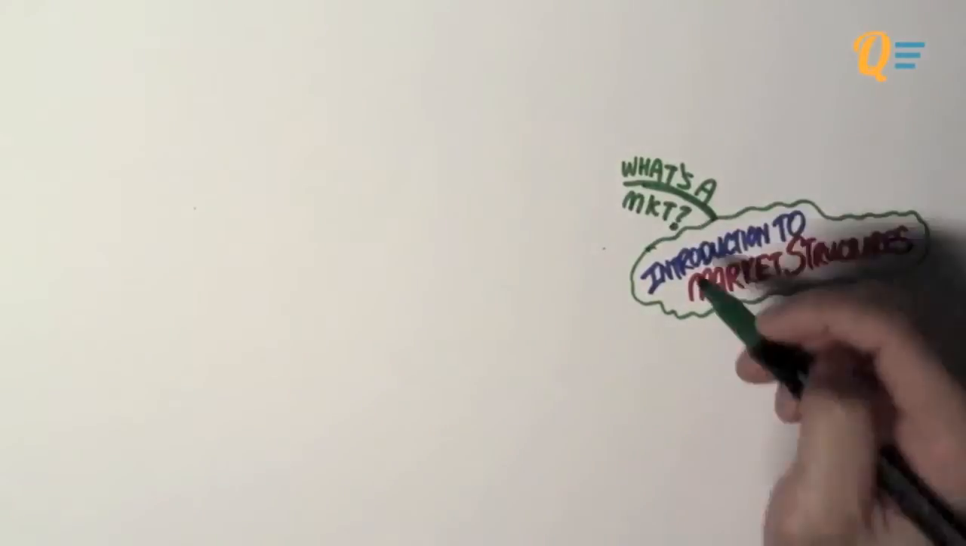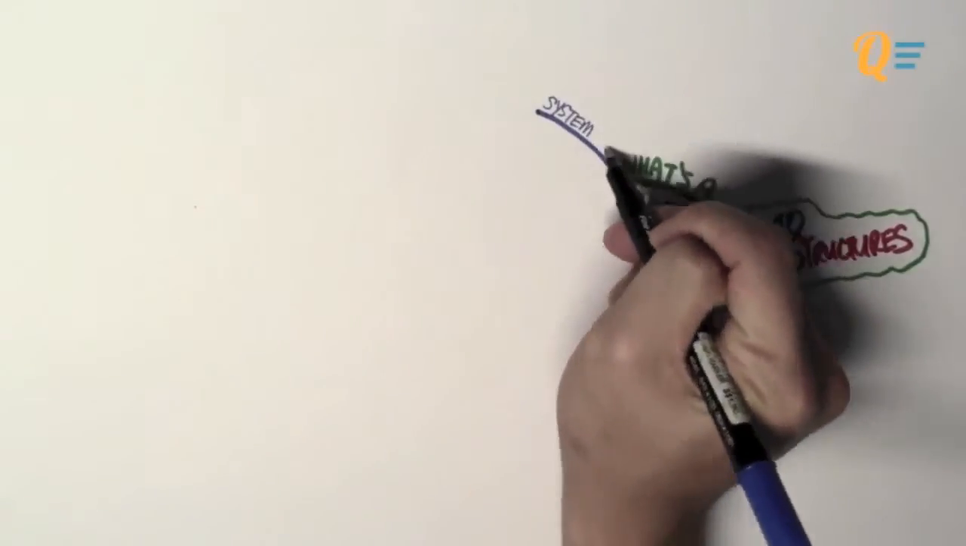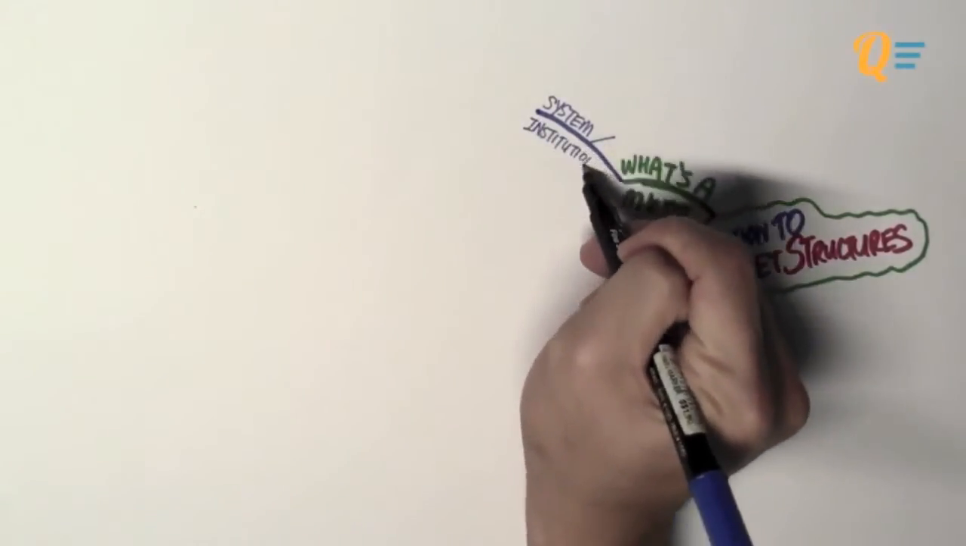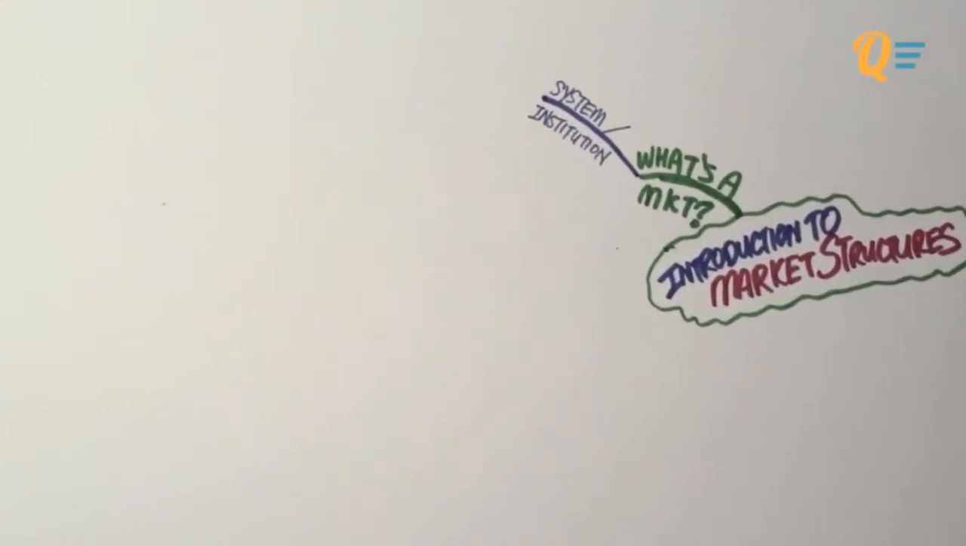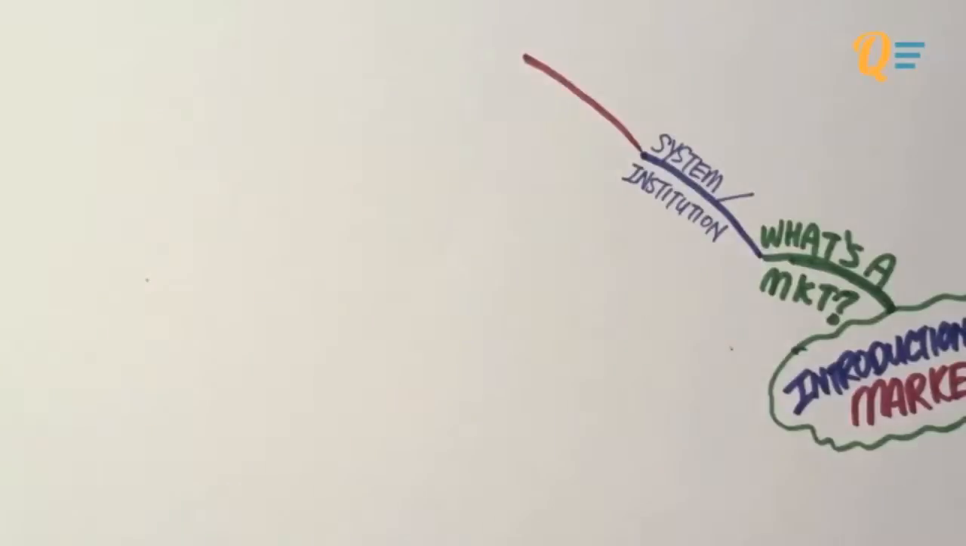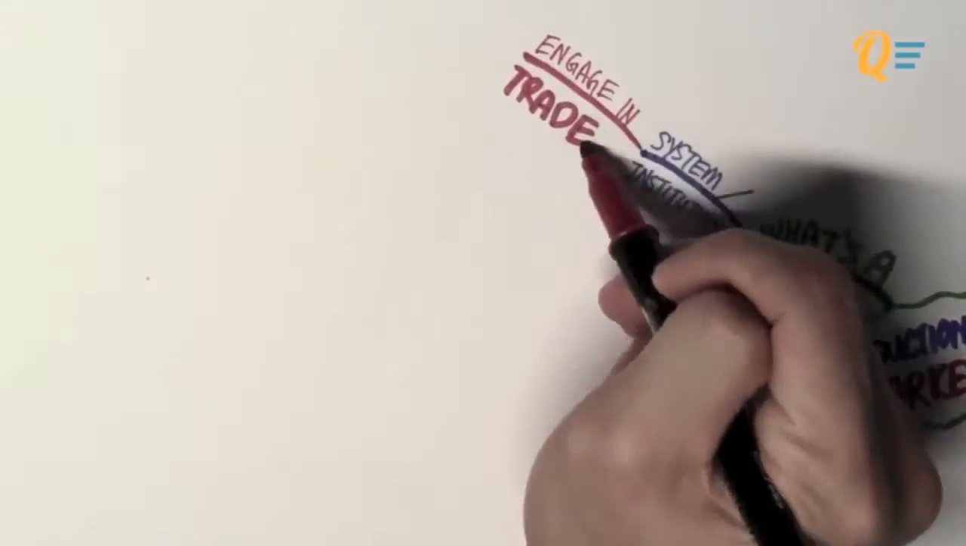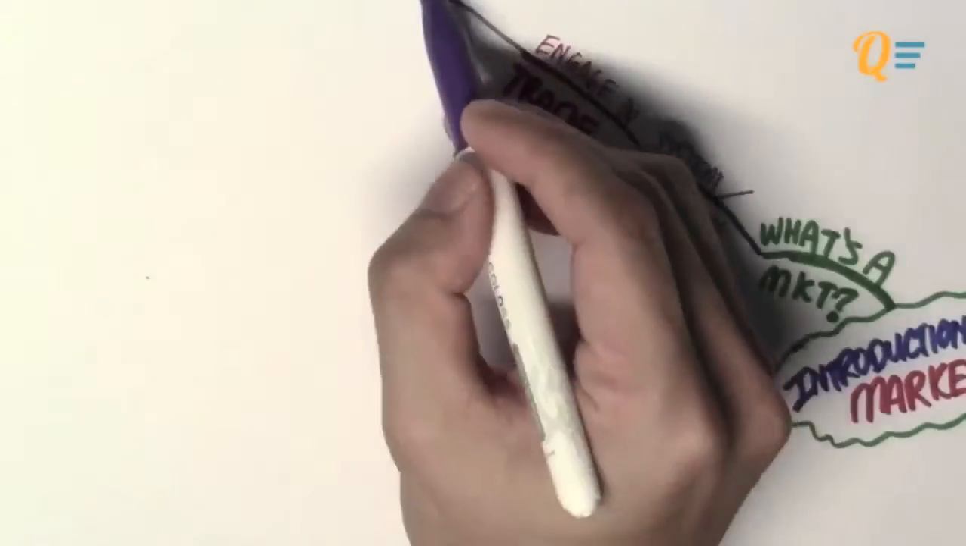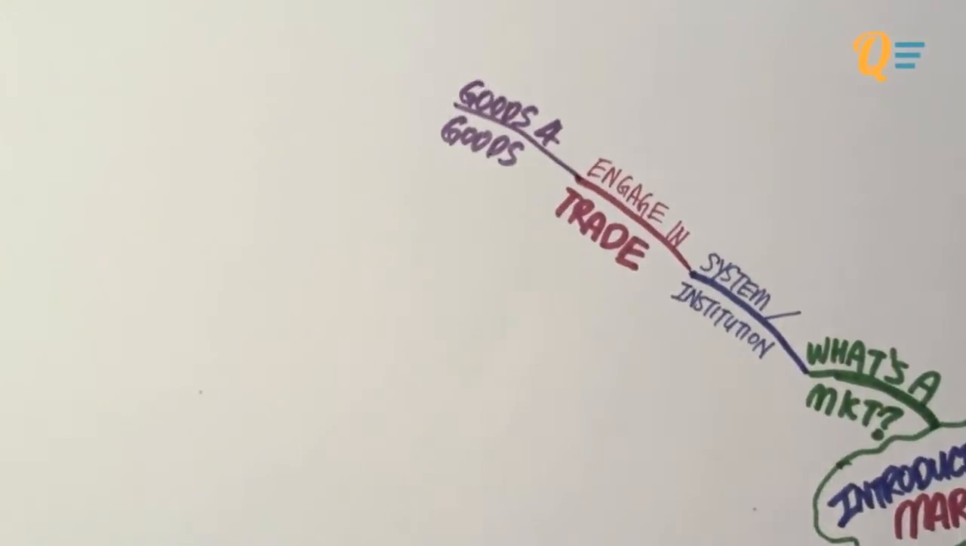So the first thing we ask ourselves is, what is a market? A textbook definition of a market is simply a system or an institution where certain things happen, right? One of the things that happens is that the people inside this system or institution are going to engage in what we call trade. So buyers and sellers will come together and they're going to trade, right? So what are they going to trade?